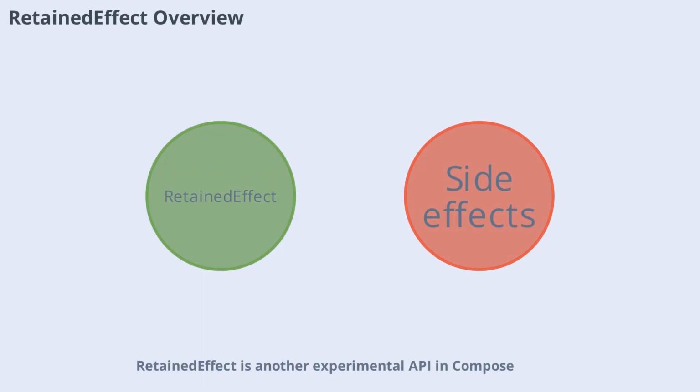RetainedEffect is another experimental API in Compose, designed for running side effects tied to the retention lifecycle. Unlike DisposableEffect, which disposes resources when leaving composition, RetainedEffect only disposes when the value is truly retired. This distinction is important for managing resources that should persist across configuration changes but need cleanup when permanently discarded.